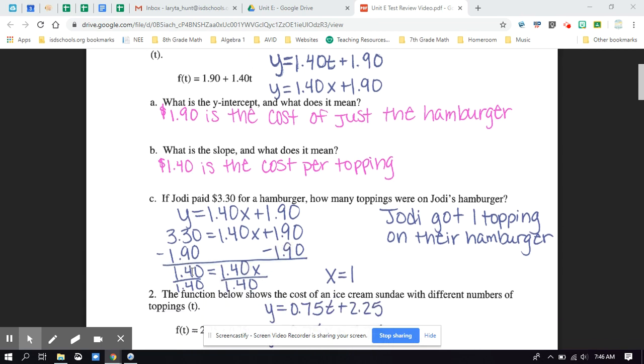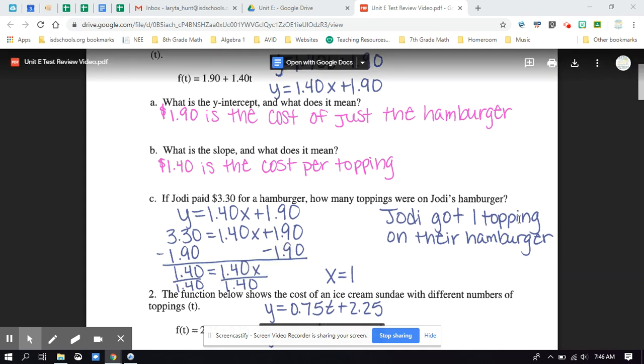And then you'll end with $1.40 is equal to the number or the amount they spent on toppings. So x equals 1, which means Jody got 1 topping for her hamburger.